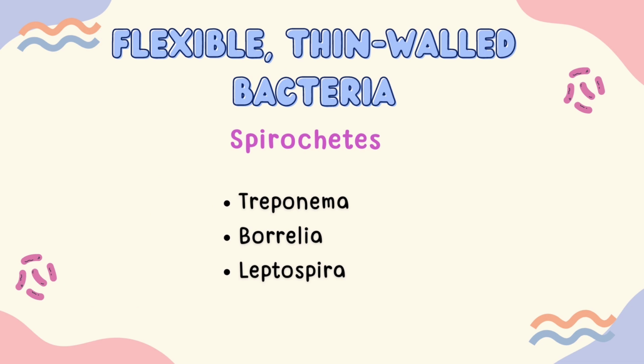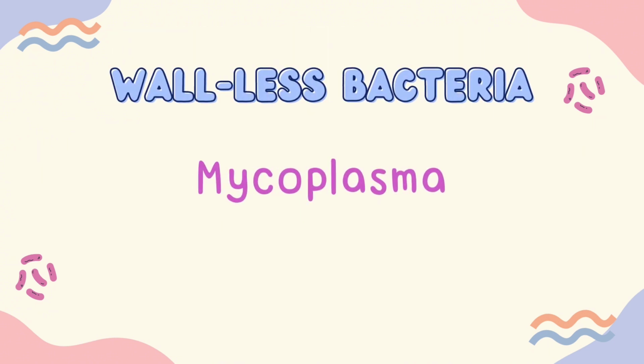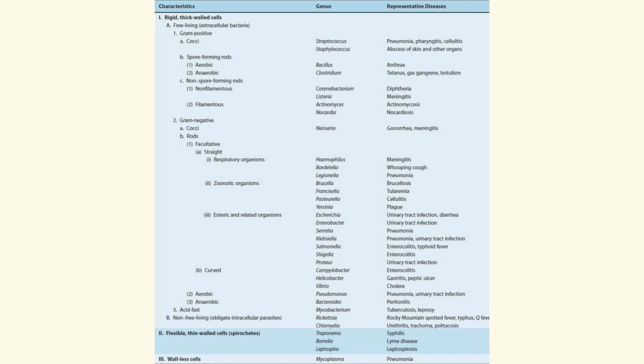Then the next classification, flexible thin-walled bacteria, they are spirochetes. The examples include Treponema, Borrelia and Leptospira. Wall-less bacteria, Mycoplasma. This is the only bacteria which does not have a cell wall in its structure. Only the cell membrane is present. This is the whole summary of the classification of the bacteria, and this is taken from the Review of Medical Microbiology and Immunology by the Warren Levinson book.